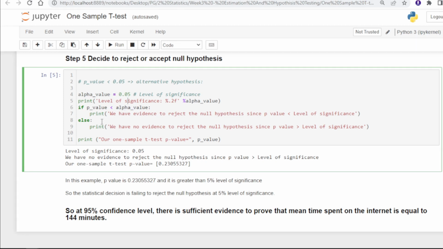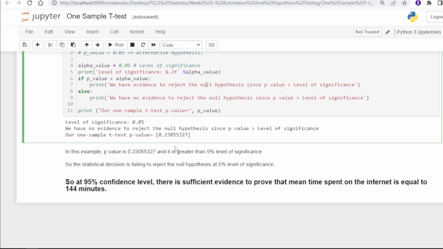One thing to keep in mind is that we never say outright that we are accepting or rejecting. Instead, we say we have no evidence to reject the null hypothesis, or we have evidence to reject the null hypothesis. Please keep these things in mind.